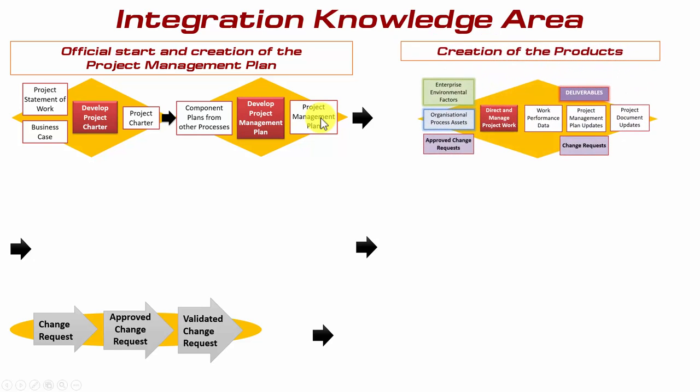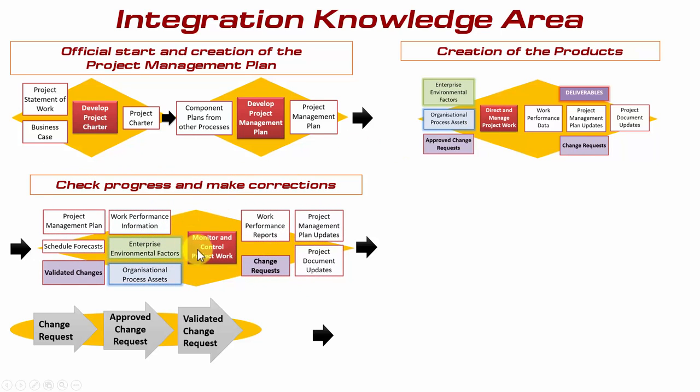The next step then is to go ahead and create the products, and this is done via the Direct and Manage project work process. These are the typical inputs you have. Note you have approved change requests for any requests that have already been approved. And the main outputs, if you will, from the Direct and Manage project work, you have work performance information, you have updates to the project management plan, and updates to other key documents. The main output here, however, are the deliverables themselves. Note also, as I outlined earlier, change requests could emanate here as a result of directing and managing the work.